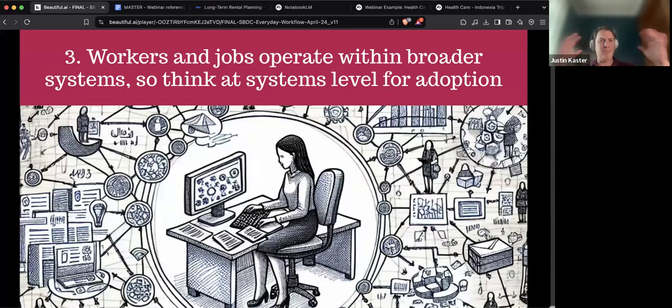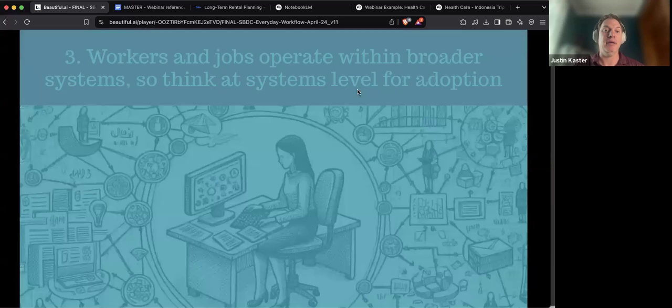And then the third broader concept I want you to hold on to is we as workers, leaders in our jobs operate within systems, right? There's a broader system in our organization and in the ecosystem and marketplace. So we have to think at a systems level as we go through this process, if we want people to adopt things well. We can't just ask individuals to do things on their own, okay?